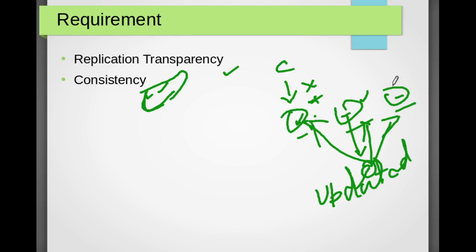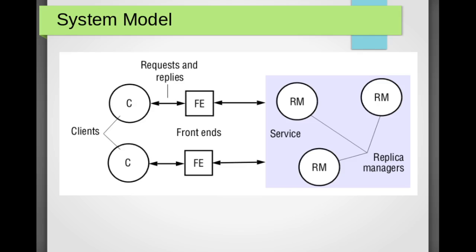So basically, how does the replication system work? These kinds of system models have servers where you keep the replicas, and then you have replication managers. These are processes running on these particular servers, helping in managing the replicas.